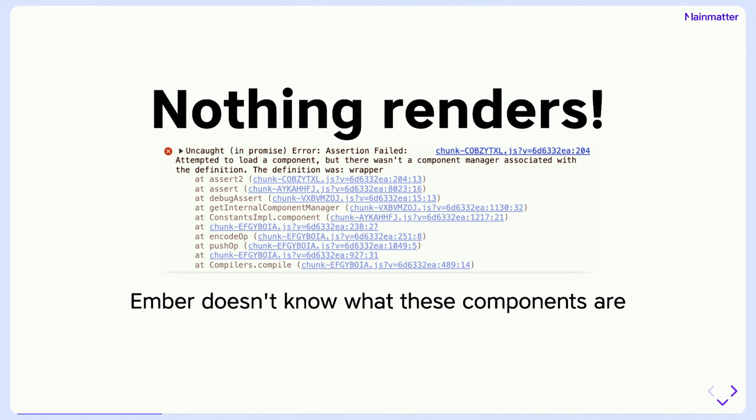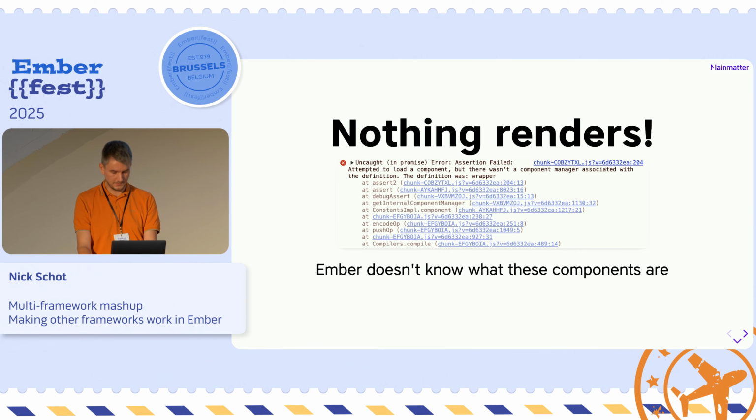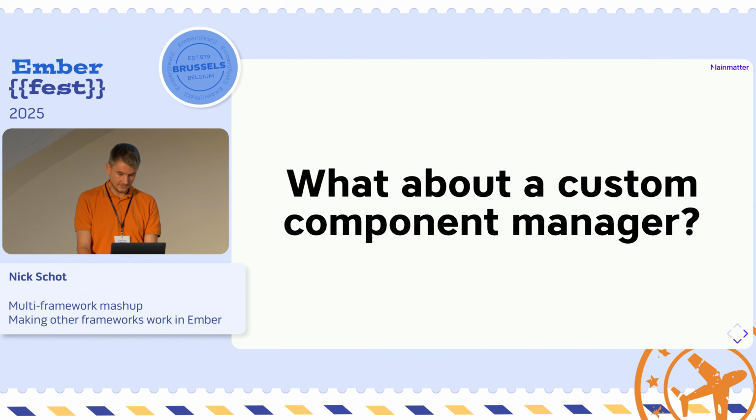But then nothing renders. We get a component manager error that there's not a component manager associated with the definition. So Ember basically doesn't really know what these components are. We can't just render another framework's components in an Ember template and expect it to work. So what about a custom component manager?